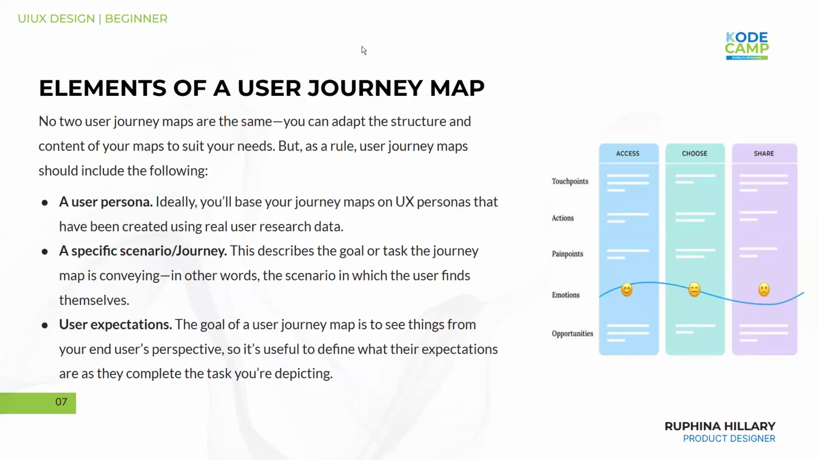The third one is the user expectation. The goal of a user journey map is to see things from your end user's perspective. So it's useful to define what their expectations are as they complete the task you're depicting. So first things first, these three elements are usually at the top of your user journey map. They are not in the map per se, but they're actually at the top. You add the picture of the persona and their name. Then a specific scenario. A specific scenario could be a user story. It could just be a user journey.